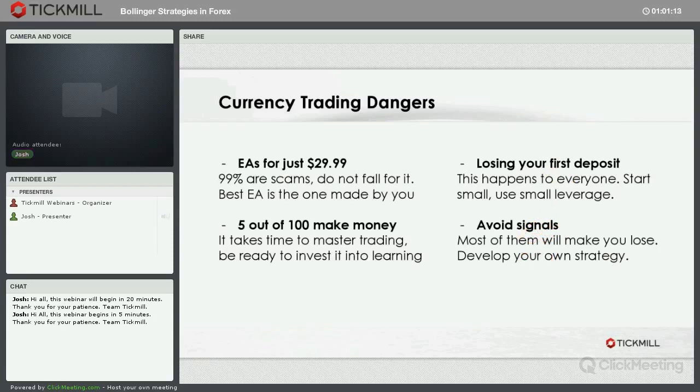If you're excited about a signal service, just trade it for a month with demo money and see how it does, and then, if it's working for you, you can go live.